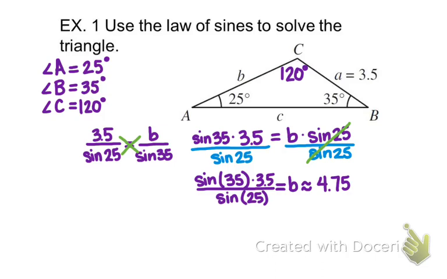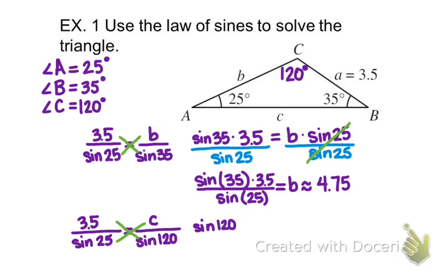Okay, so now we're going to do the same thing to set up and solve for side c. So we're going to start the same way. 3.5 over the sine of 25 is equal to little c over the sine of 120. So same thing, we're going to cross multiply. So sine of 120 times 3.5 equals c times sine of 25. We're going to divide by the sine of 25 on both sides.